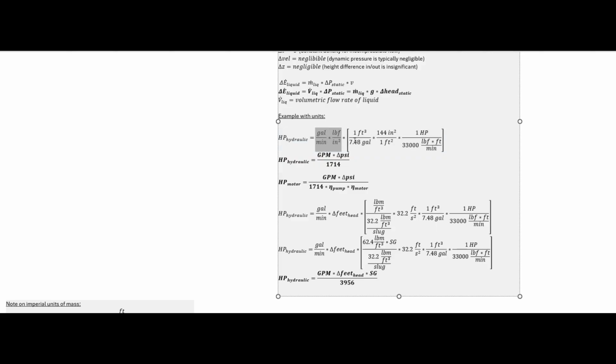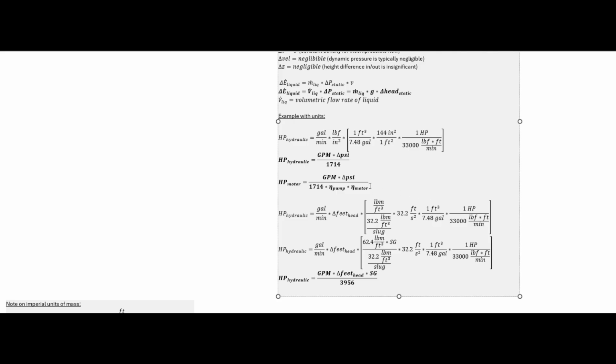Take that product and then do some conversions. Convert your gallons to cubic feet, convert pounds per square inch to pounds per square foot, and that gets you in units of pound-feet per minute, which is a unit of power. And there are 33,000 of those in a horsepower. You end up getting this: your hydraulic power of the fluid is equal to GPM times your change in PSI divided by 1714.